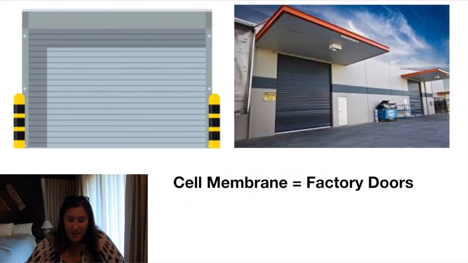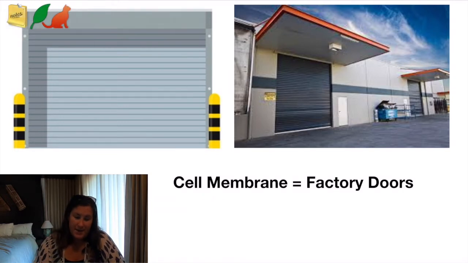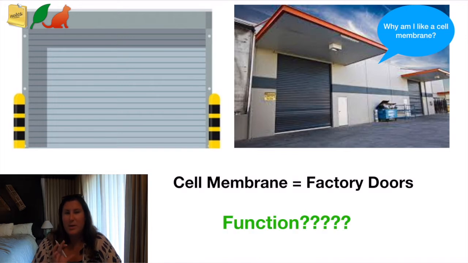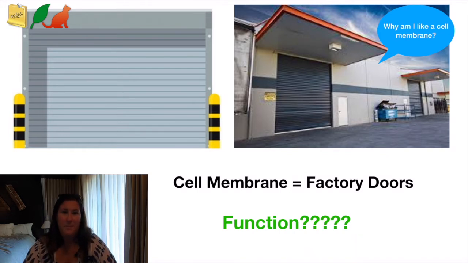So the first one that we're going to talk about is the cell membrane. If you remember, a cell membrane is in both plant and animal cells. So I want you to think, why might a cell membrane be similar to factory doors or windows? What is it that makes them similar? When we're comparing all of these organelles to a factory, I want you to think about it in terms of function. What is it about their function that is the same or similar? So go ahead, what do you think?